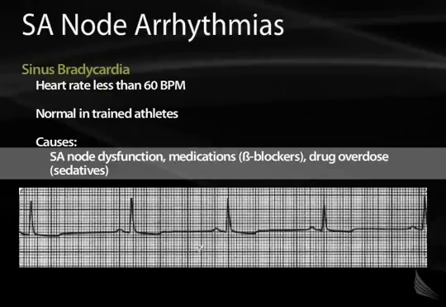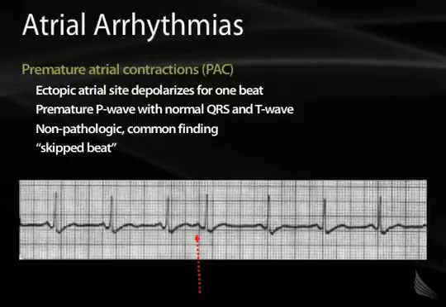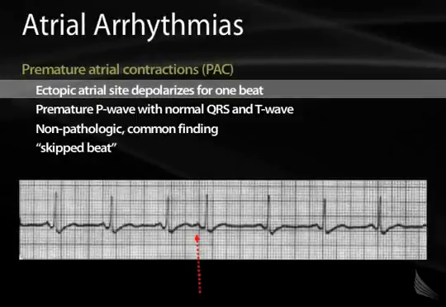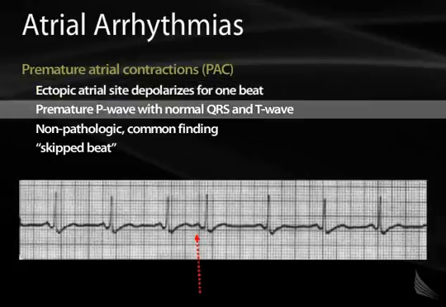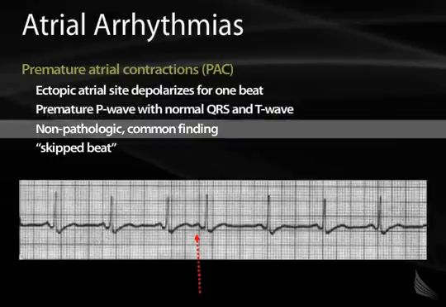Atrial arrhythmias may also occur. One example is a premature atrial contraction. The arrow in this diagram is pointing towards a premature atrial contraction. In this rhythm, an ectopic atrial site depolarizes just for one beat in an early fashion. That premature P wave will occur, causing a normal QRS and T wave. These are commonly seen in patients. Patients will often feel the beat after the premature atrial contraction, not the actual premature beat. The beat after the premature atrial contraction will often carry more blood with it than the previous beat. That's why they feel it.